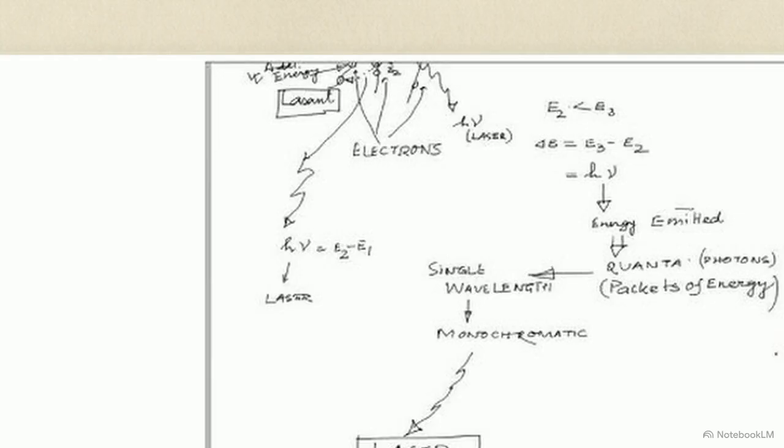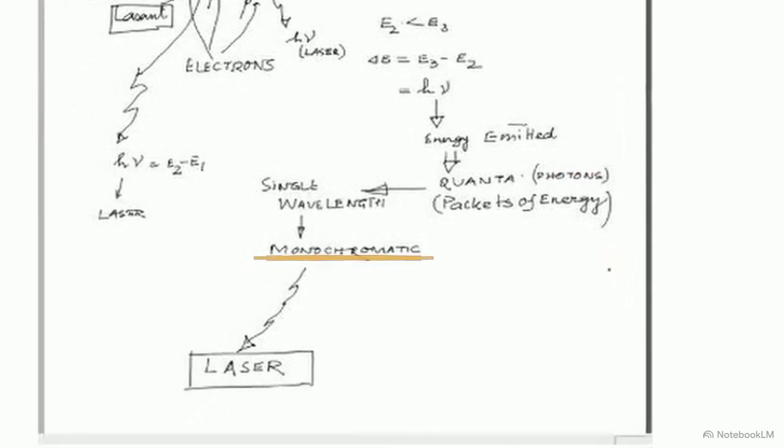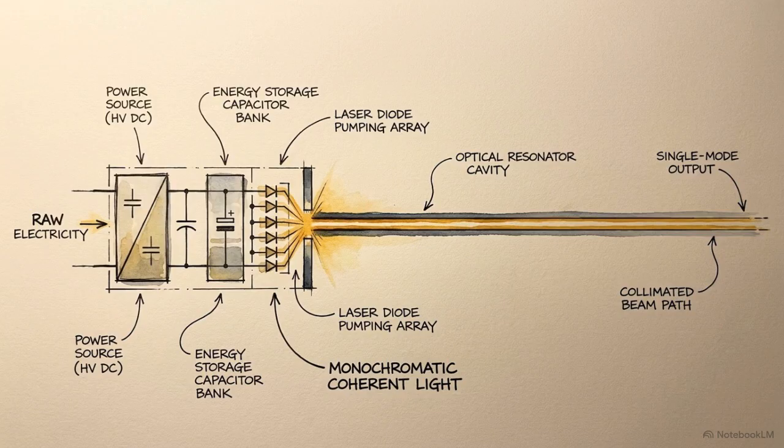This whiteboard sketch illustrates the quantum mechanics inside that rod. As the lasant material absorbs the pumped energy, the electrons orbiting its atoms are destabilized, excited to a higher energy state, labeled E3. When they inevitably drop back down to a lower, stable energy level, E2, they emit the difference in energy as quanta, or individual photons. This exact mechanism, stimulated emission, guarantees the resulting light beam is monochromatic. We have successfully converted raw electricity into organized light.